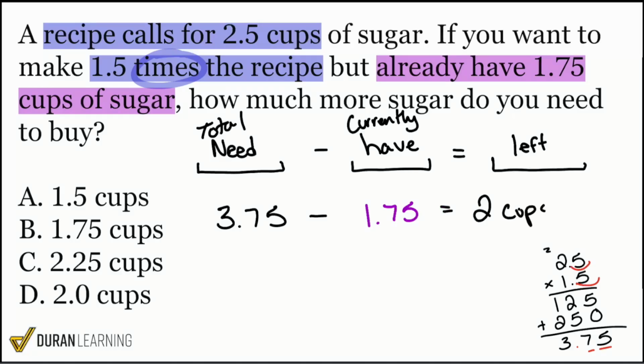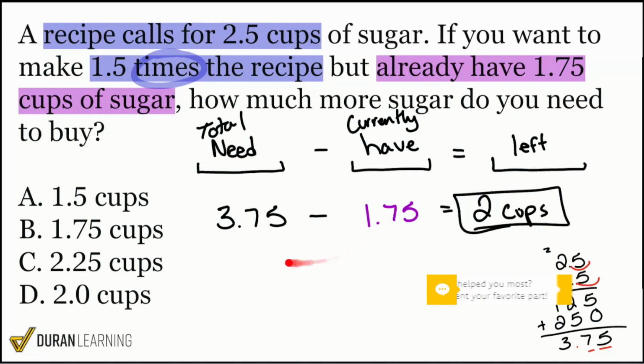Right there, that's how many more cups we need to buy. Because again, we need 3.75 in total. We already have 1.75. Subtract, and there's the gap. That's how much is left. 2 cups, which is answer choice D. And there we go. There's the next one in the books.